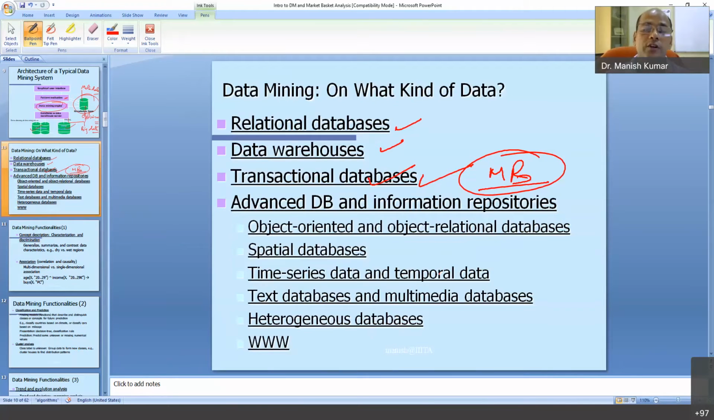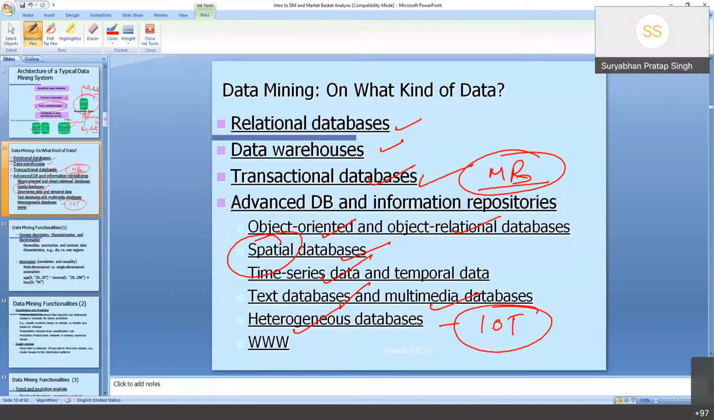There are also information repositories or advanced databases like object-oriented, relational, and spatial, which deals with data related to spatial properties. Then we have time series data, for example stock data. We have text databases and multimedia databases. In today's world, you talk about many image and video processing data. All these are multimedia data. Heterogeneous databases are also used, because in an IoT environment you are involved with heterogeneous databases. And then the huge amount of data you talk about is what we call the World Wide Web.